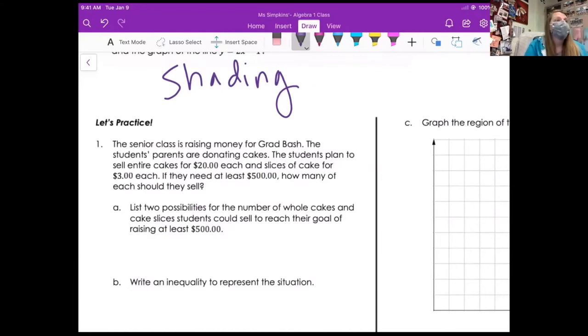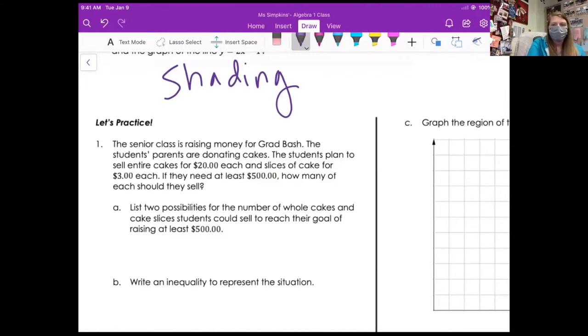Regardless, grad bash. So maybe next year it's called grad venture, the 8th grade one. The students' parents are donating cakes. The students plan to sell entire cakes for $20 each and slices of cake for $3 each. If they need at least $500, how many of each should they sell? So there's an infinite amount of combinations of cakes and slices you could sell to make more than $500. So what is one possible combination of cakes and slices to make at least $500?